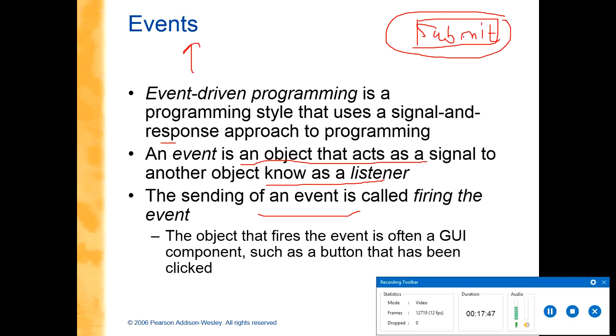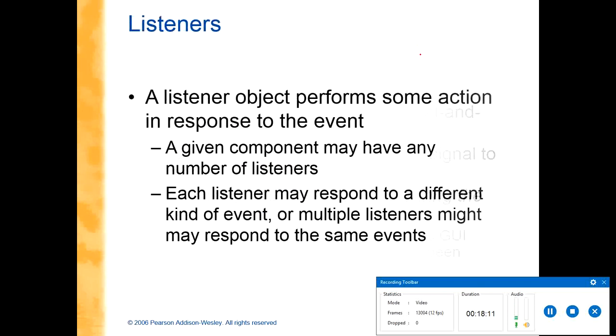That means when you click on it, you have generated an event. Now when clicking on this button, something will be done. That is called firing of the event. So the object that fires the event is often a GUI component such as a button that has been clicked. This is what I explained just now.